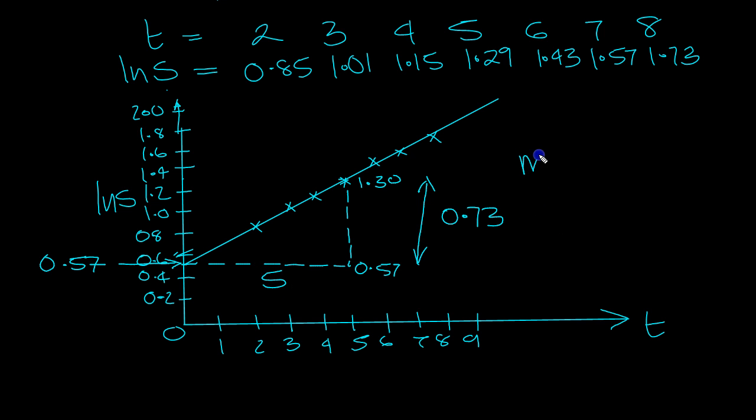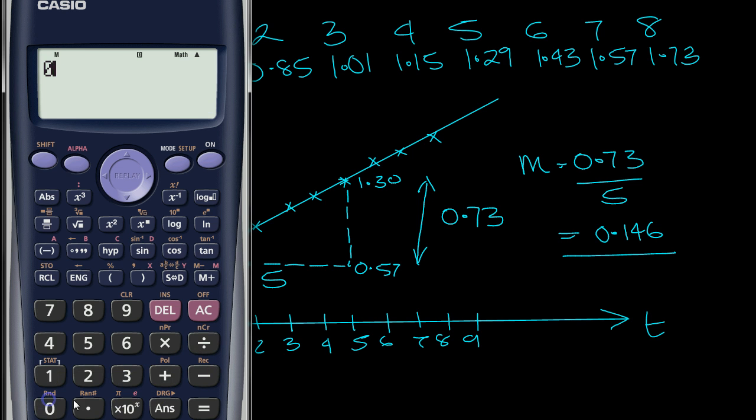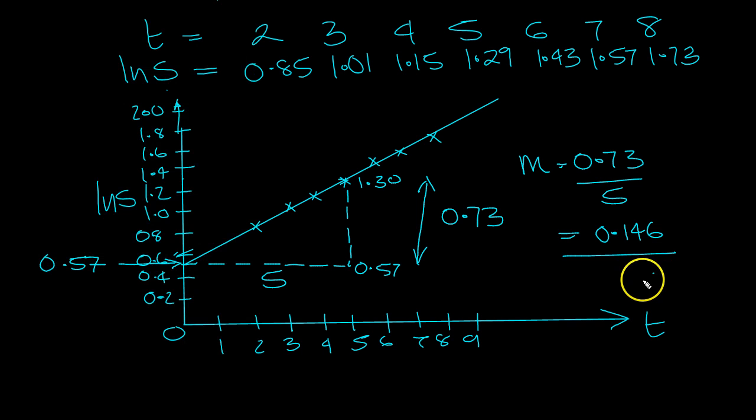So the gradient m is equal to the increase in y divided by the increase in x, 5. And if you double it, you've got 10. So it's 0.146 on the calculator. Just check it. 0.73 divided by 5. 0.146, yeah, that's okay.